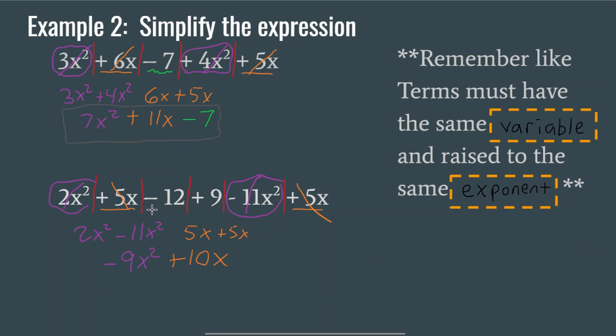Then I go to my next term, and I see I have a -12. Do I have any other just numbers? I do, right next to it. I have a plus 9. So -12 plus 9. -12 plus 9 is -3. All right? And that's my final answer. I can't simplify it anymore. I combined all of my like terms.